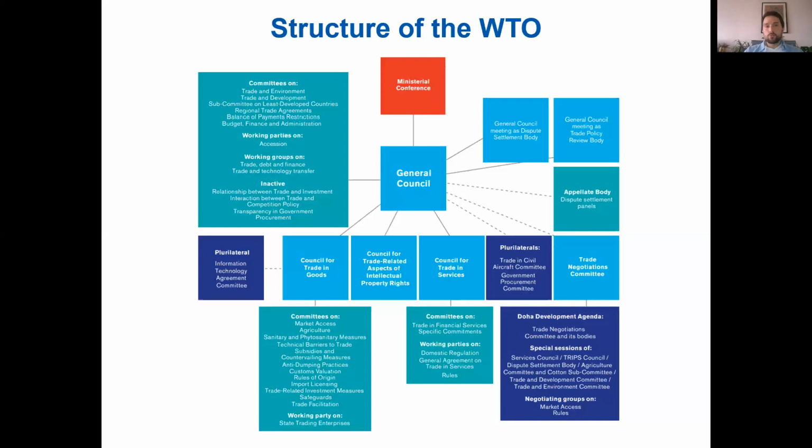And there are working groups on trade, debt and finance, and trade and technology transfer, which are also regularly meeting. So these groups are all available to all WTO members who wish to participate. If a WTO member shows up at the meeting, then the WTO member has all the rights to participate and express their views. They shall be heard, and their position shall be taken into account. So there is no division between WTO members on their level of access to any of those committees.